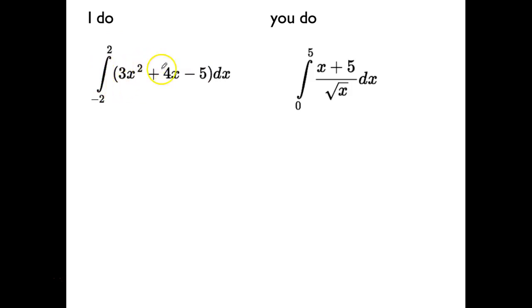So if you're doing the integral of these terms, remember you always do it term by term, and in this case all three terms require boost and divide. So let's just walk through it. Boost and divide, this one would be 3x cubed over 3 plus 4x squared over 2 minus 5x. Okay, we boost and divided every term.